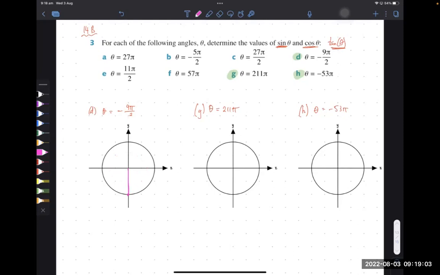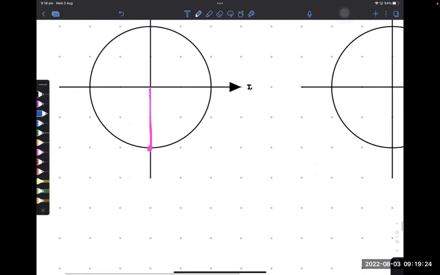9 pi on 3 is the same as 3 pi. So that's located here on the left-hand side. Does that make sense? It's about segmenting it. For this one, we're just breaking it up into pi on 2 and whole pi's. So once you find the location, what's the coordinate here?